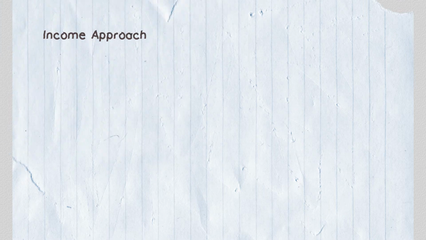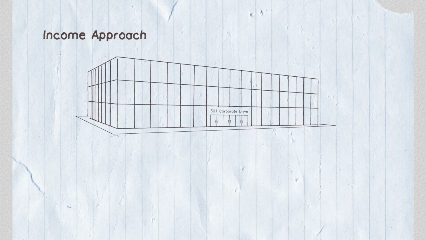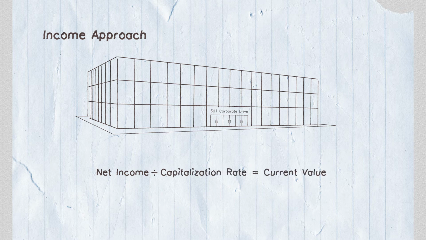For example, when we calculate the value of an office building, we look at the net income of the property, and then we divide that number by the capitalization rate to arrive at the current value. We derive the capitalization rates by analyzing the relationship between the sale prices and the net incomes of relevant income-producing properties.